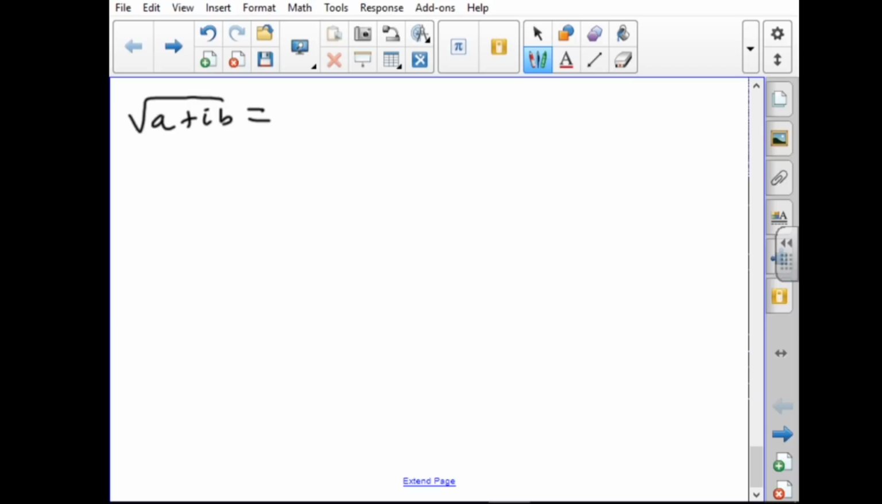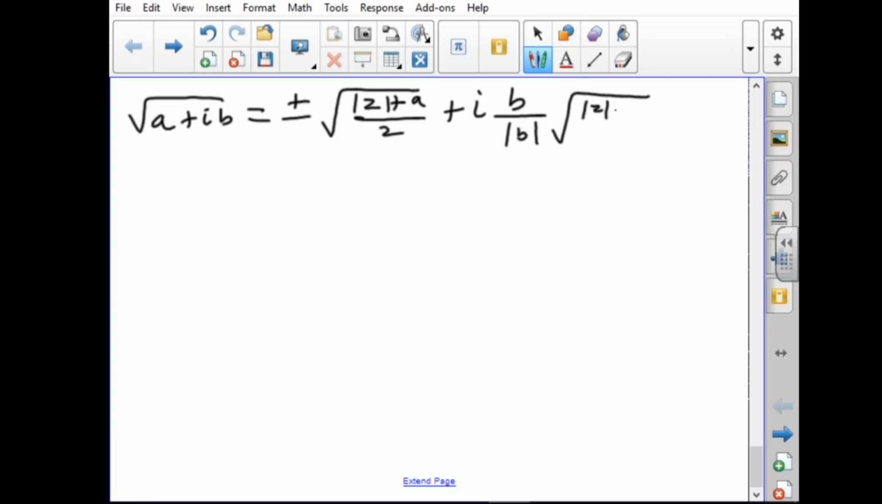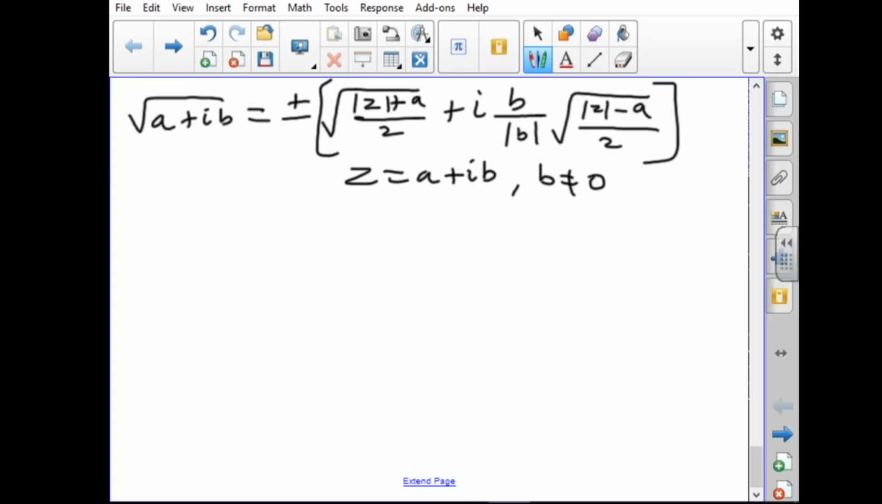It is equal to plus or minus square root of (modulus of Z plus a) by 2, plus i into b by modulus of b into square root of (modulus of Z minus a) by 2, where Z is taken as a plus ib and b is not equal to 0.